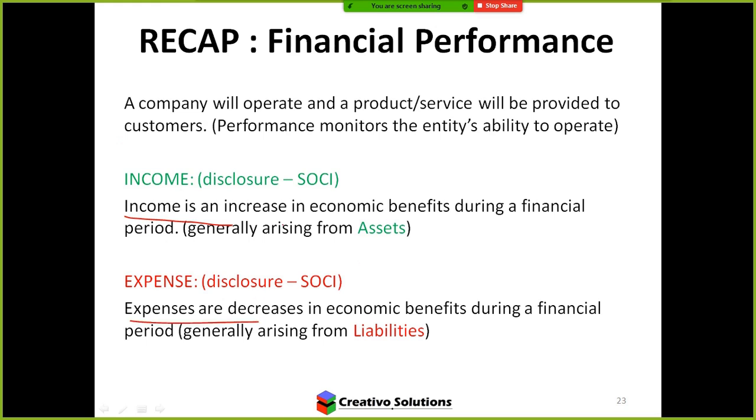You've got them. Can you give me a few more examples of income besides sales? Rental income. Good. What else? Give me a few more. As many as you can think of. Interest? Yes, interest income. Okay, what about discounts received? Can you receive a discount? Yes. Good.